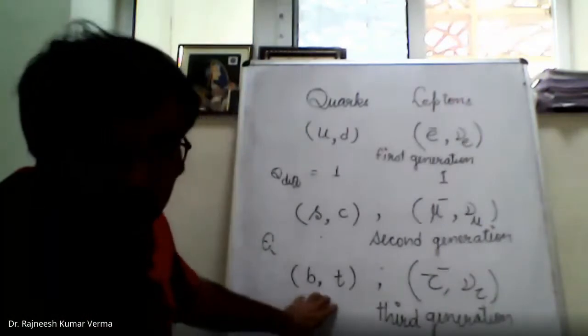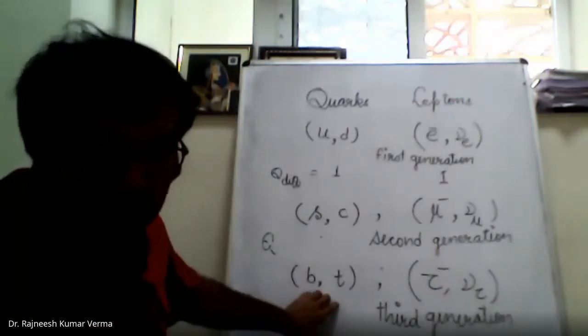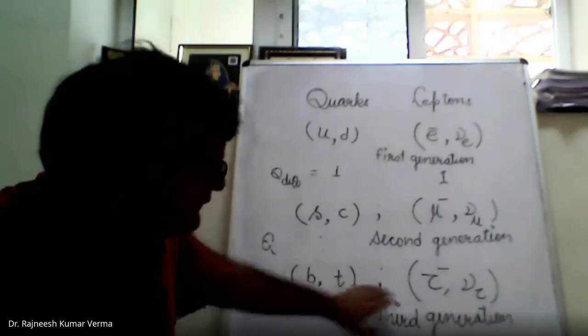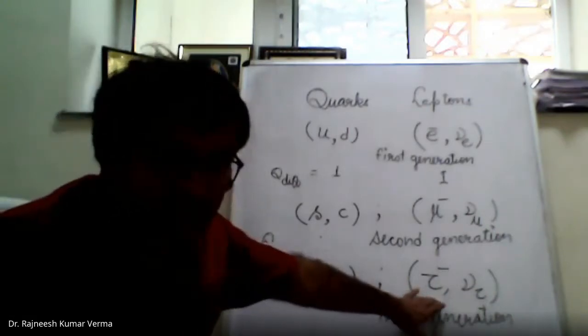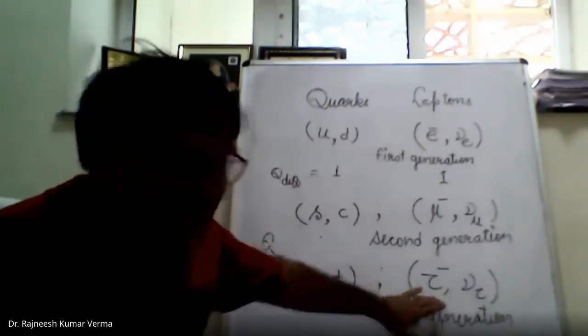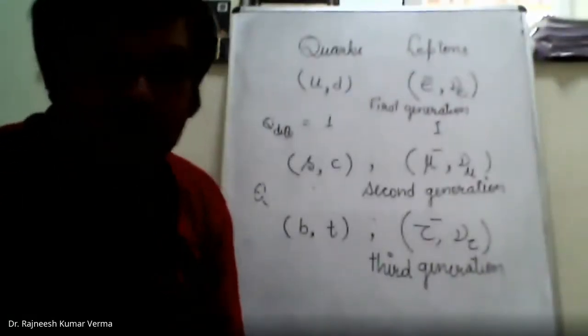here also the difference between the charge of the two particles is of 1 unit. So this is the third generation of the particles.